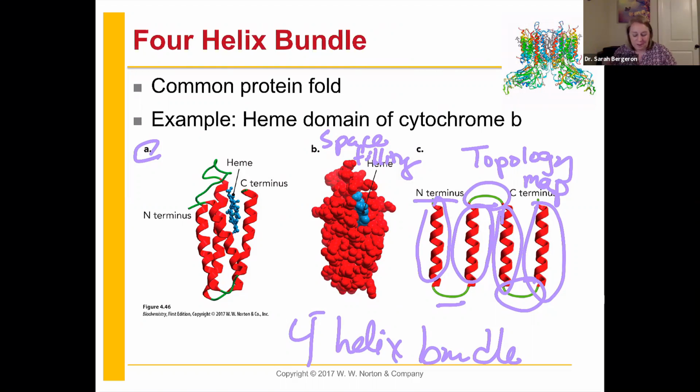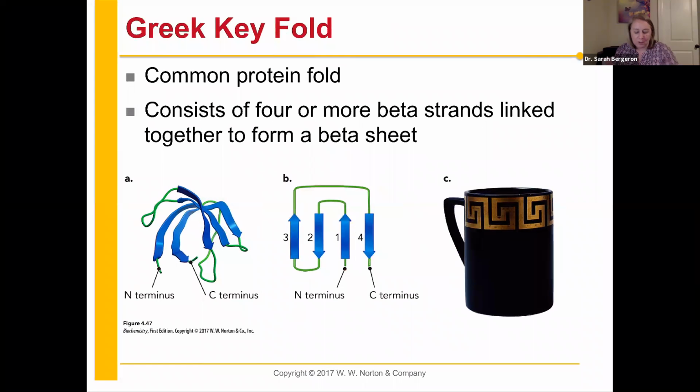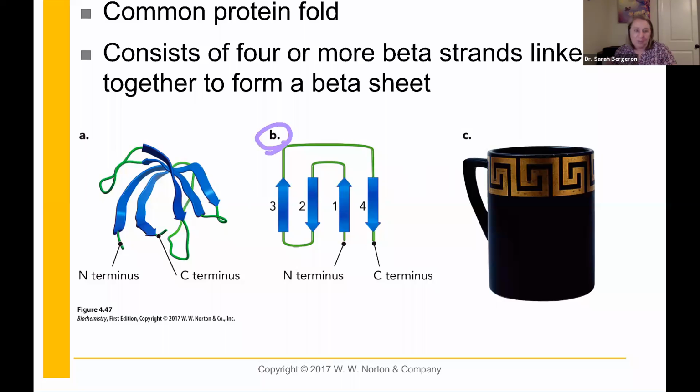Okay, let's see. The next example is called the Greek key fold. And so this is beta sheets, right? So if you look, I think the easiest thing to do right here is the topology map to start out with. What you're going to start with is the N-terminus. So here's our N-terminus. We go into 1 beta sheet, then we have a loop, 2nd beta sheet, another loop, a beta turn. It's not a loop, it's a beta turn. All right. Then we have another one, and then we go into our 4th beta sheet.